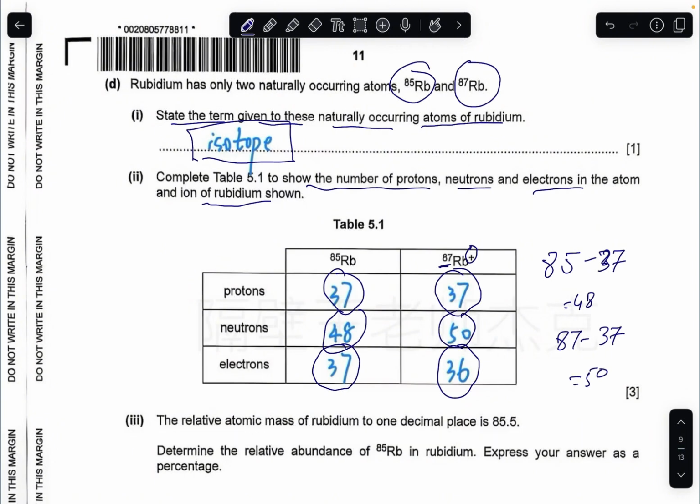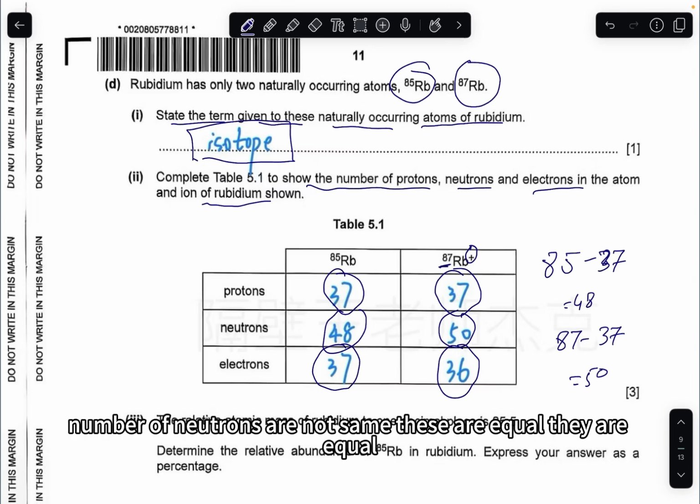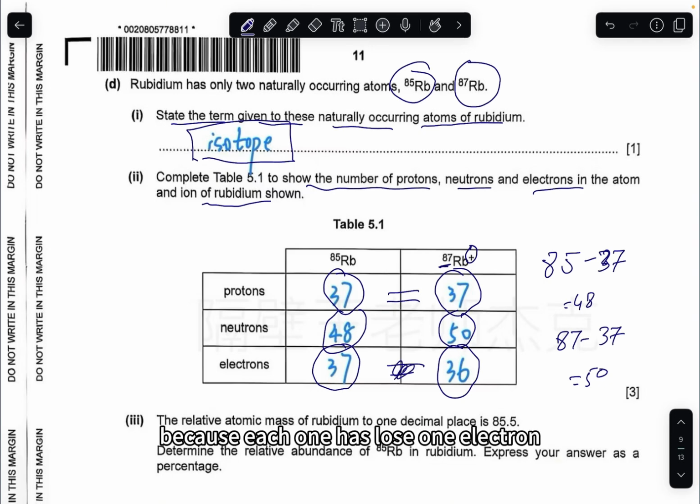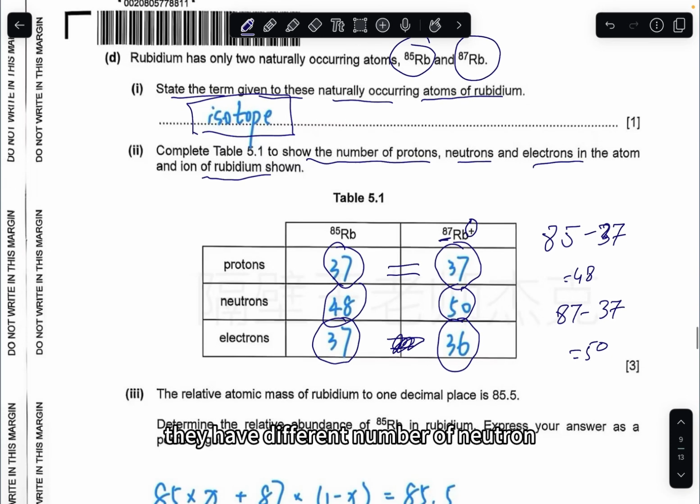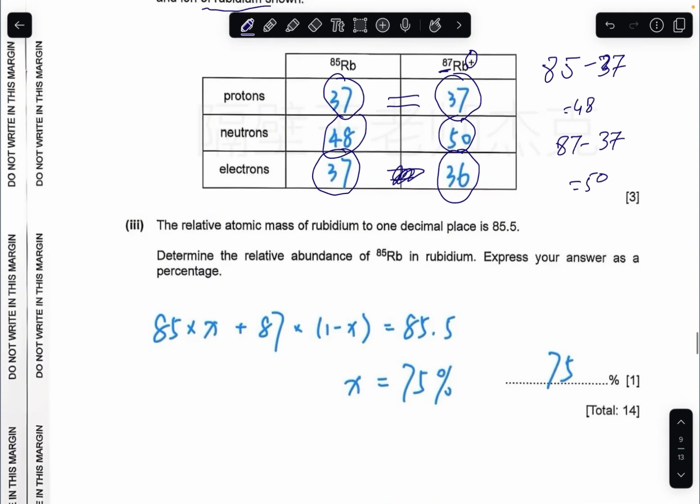So here you see the numbers of neutrons are not the same. The protons are equal, and the electrons are equal because each one has lost one electron, but the neutrons are different. So for isotopes, the main difference is that they have a different number of neutrons, and the atomic mass is different.